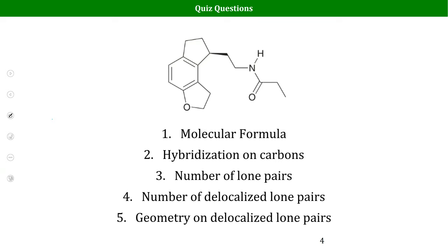All right, lone pairs. So no carbons with a negative charge. That's the only time you see carbon with a lone pair, if you've got a carbanion. So we're just looking at the oxygens and nitrogens. Every oxygen that has two bonds also has two lone pairs. Nitrogens get three bonds and one lone pair.